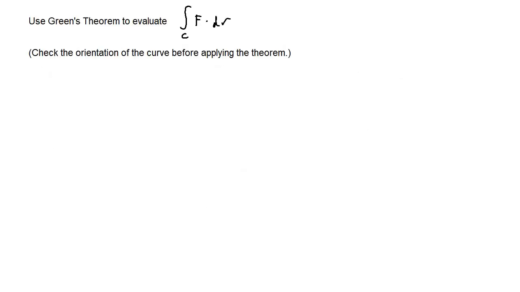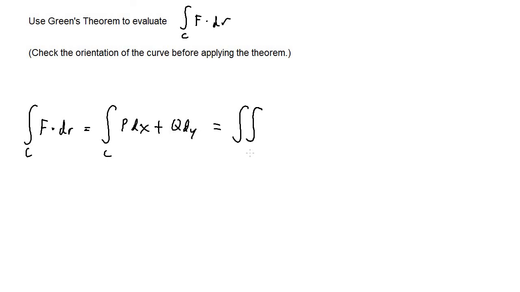So for this next set of problems, let's use Green's theorem to evaluate the line integral along C of the dot product of the vector field f and dr. And we have to check the orientation of the curve before applying the theorem. In the very beginning of the video, remember that I said the integral along C of the dot product of the vector field and dr is equal to the integral along C of p dx plus q dy. And using Green's theorem, we know that is equal to the double integral over the region D of the partial derivative of q with respect to x minus the partial derivative of p with respect to y times dA.